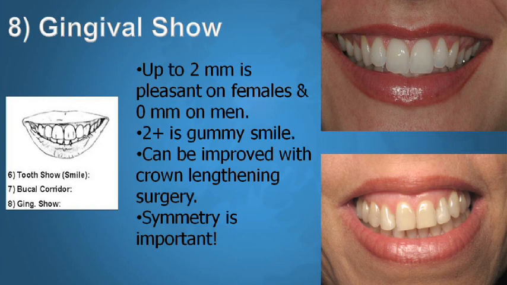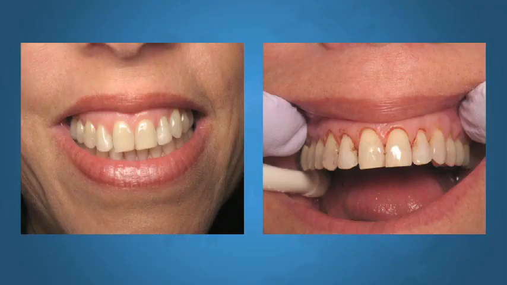The next parameter is gingival show, and of course, we want to see a symmetrical amount of gingival show, and usually we would like to see less than 2 millimeters of gingiva on females, and on males, usually we don't want to see too much gingiva at all. So when we see too much gingiva, more than 2 millimeters, then the smile starts looking gummy, and that could be corrected. Of course, if the gingiva is asymmetrical, then that also has a very unaesthetic appearance, as you can see on the photograph. So correcting it with possible surgery, crown lengthening surgery, can really make a pretty dramatic change.